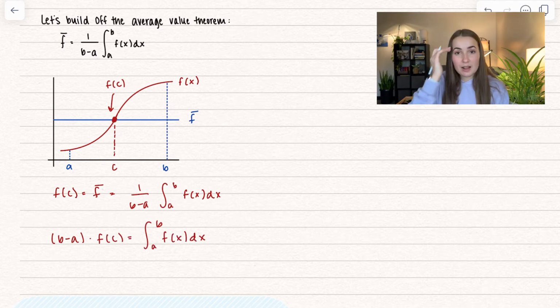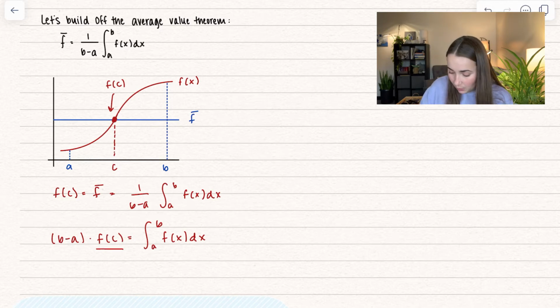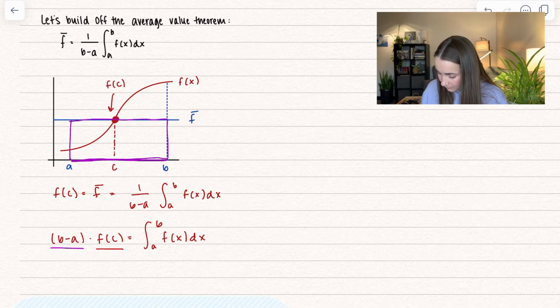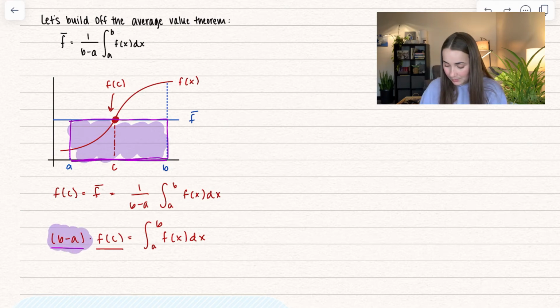So let's talk about what this means. Here we have a height of f of c, which we already found indicated by this function point. But now we are multiplying this by b minus a, which is going to be this entire length. It's going to be the interval between a and b. So what we're doing right here is finding the area of this whole rectangle. This area of the rectangle is represented by b minus a multiplied by f of c.